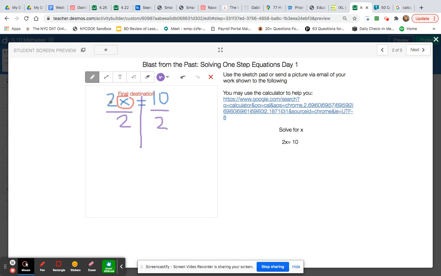Now 2 divided by 2 gives us 1. So we're just left with 1 times x, or just x. Now notice that x is isolated. And now we're going to bring down the equal sign, right? So x is equal to 10 divided by 2. The calculator is there for you, but if you know off the top of your head, 10 divided by 2 gives you 5. So my solution is x is equal to 5. And there you have it.